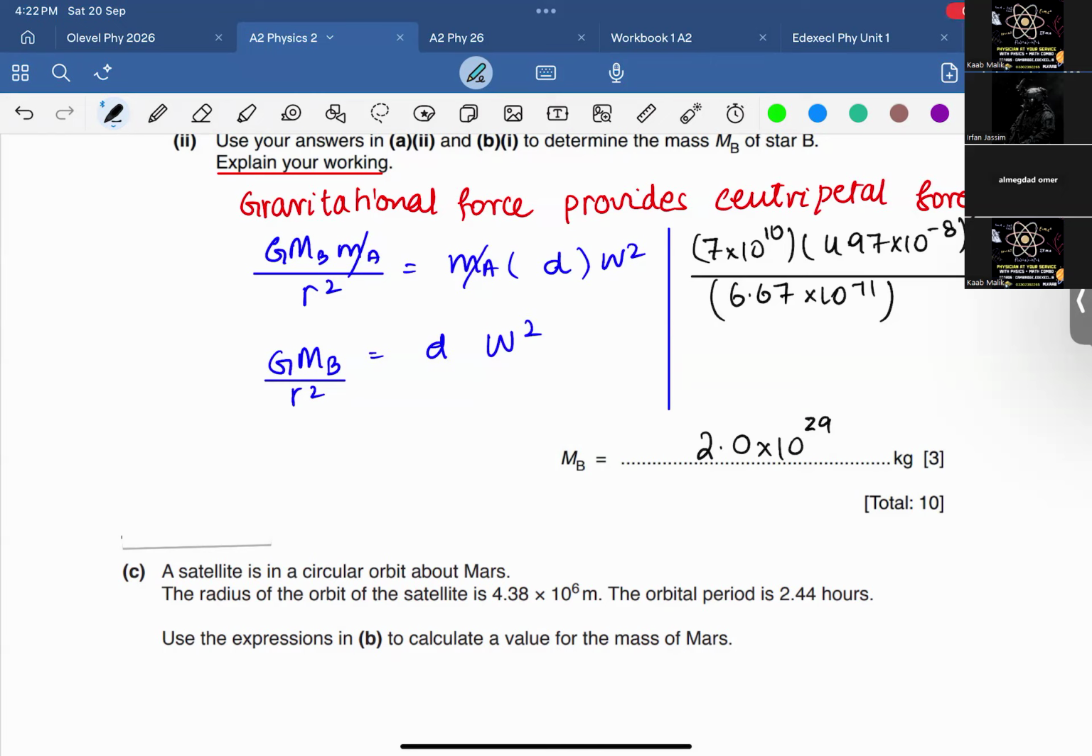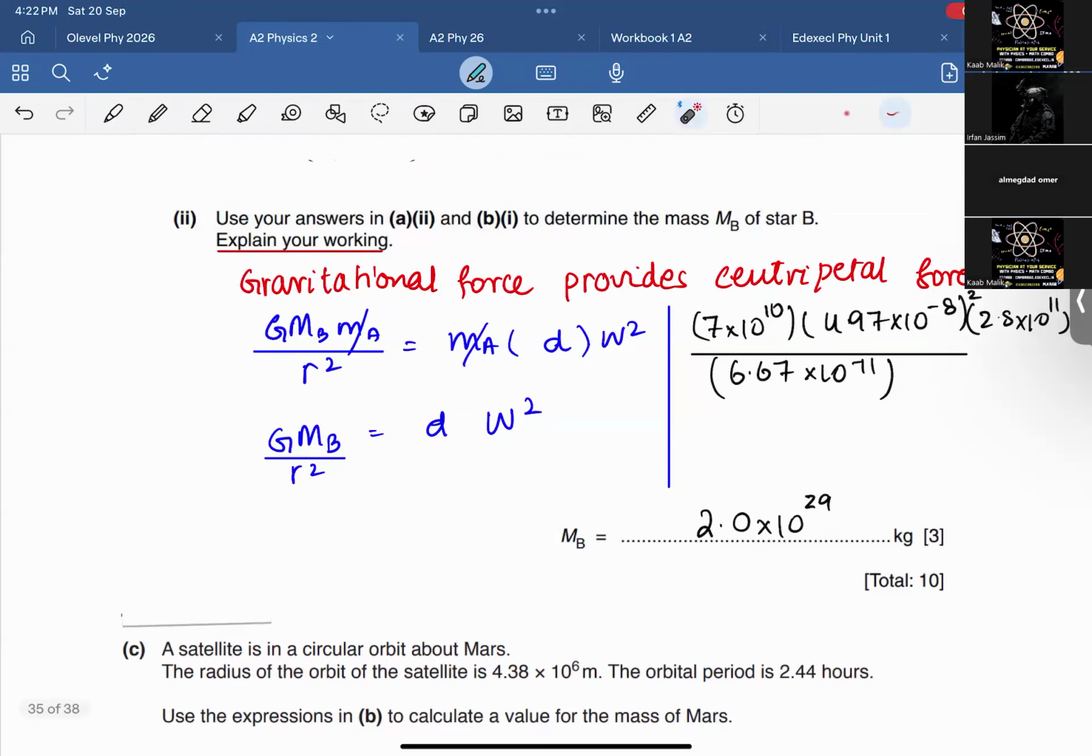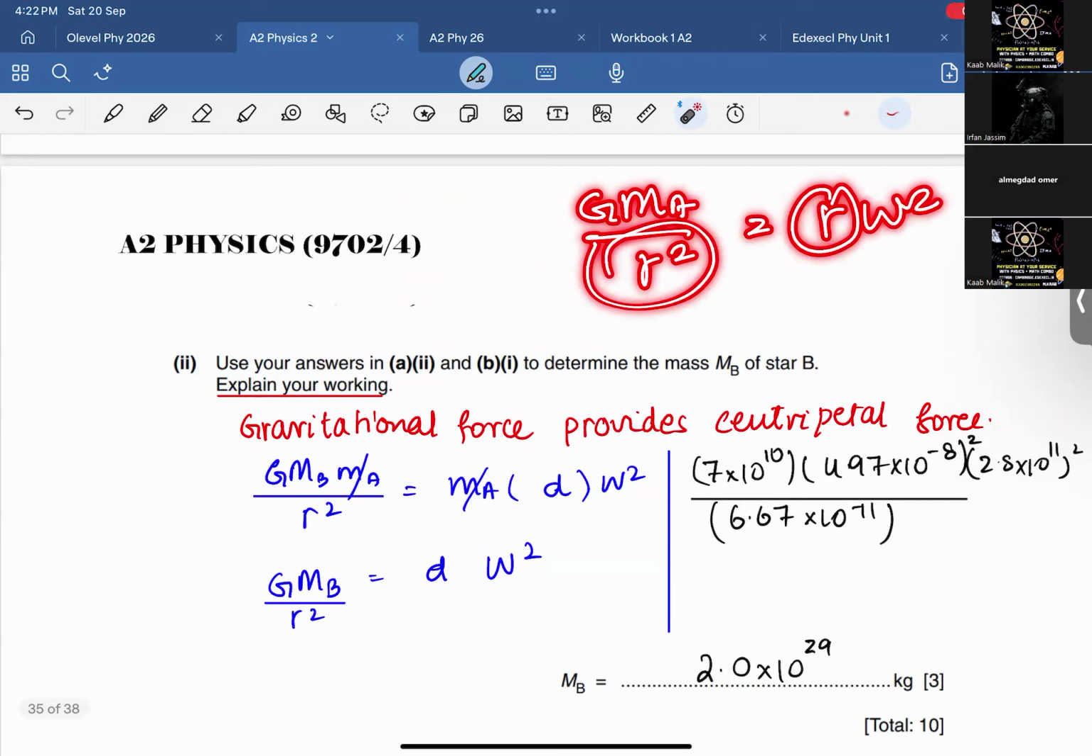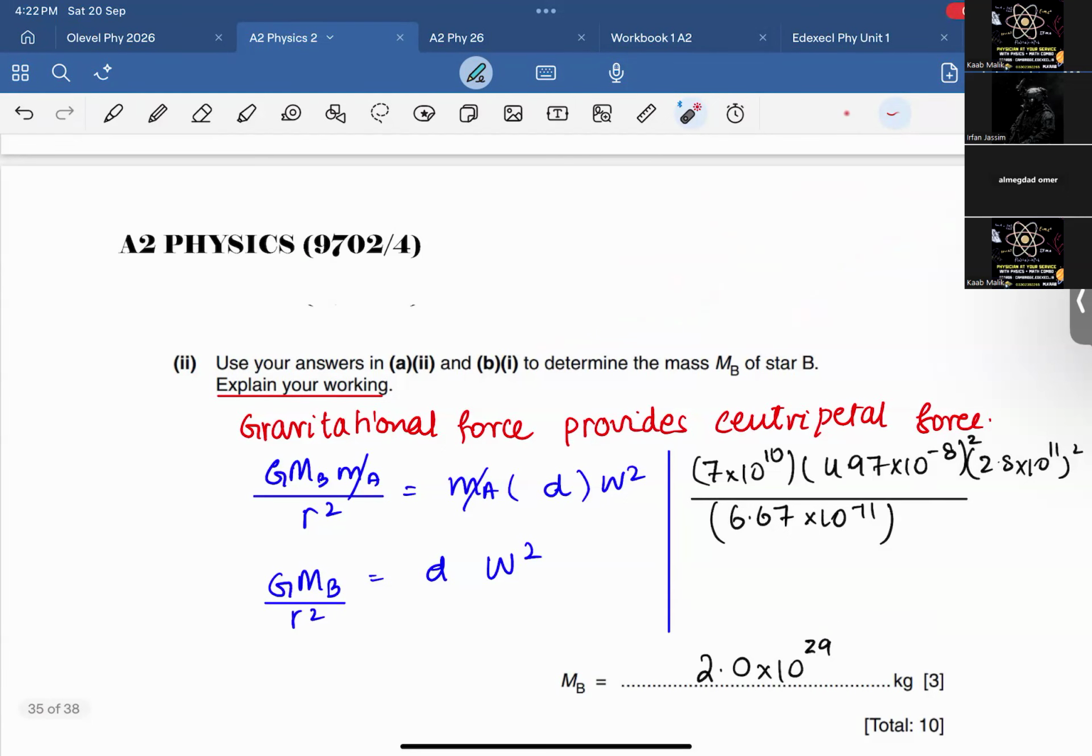I don't know, but I think you're just making the mistake in this portion where you take R and R the same, like where you did GMA over R square is equal to R omega squared. These two are different. In the GM formula, this R is the center to center separation between the stars, and this R is the distance from the point of rotation to one star. So that's why it is going to be different, right?